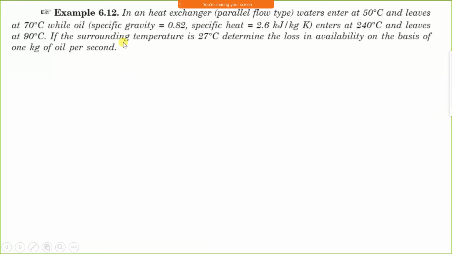Next problem. A parallel flow type heat exchanger is given. Water enters at 50 degrees Celsius and leaves at 70 degrees Celsius, while oil with a specific gravity 0.82 and specific heat 2.6 kJ per kg Kelvin enters at 240 degrees Celsius and leaves at 90 degrees Celsius. If the surrounding temperature is 27 degrees Celsius, determine the loss in availability on the basis of 1 kg of oil. Mass of oil is 1 kg.